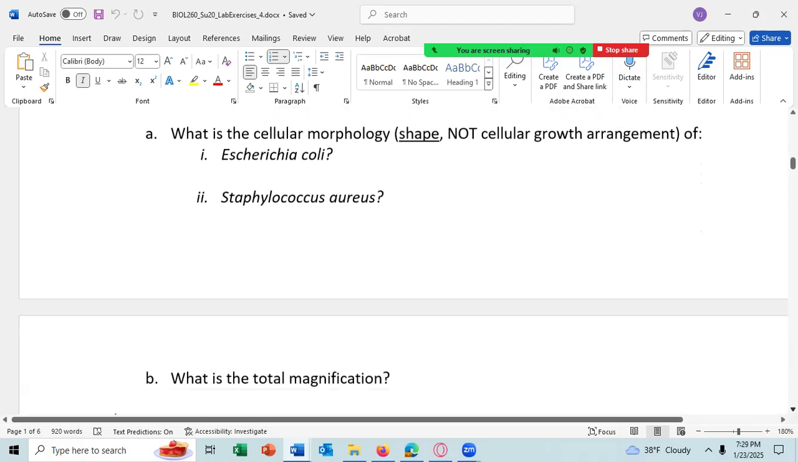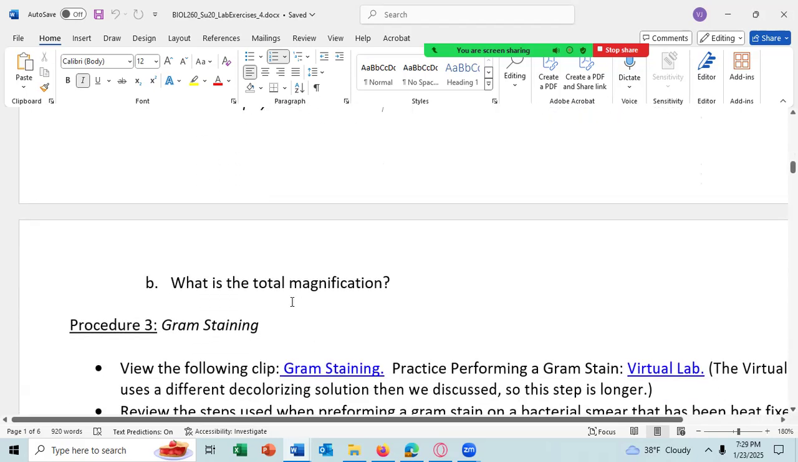And then procedure 2B, answer the question, what is the total magnification that is used in this lab? Any question about any of that?